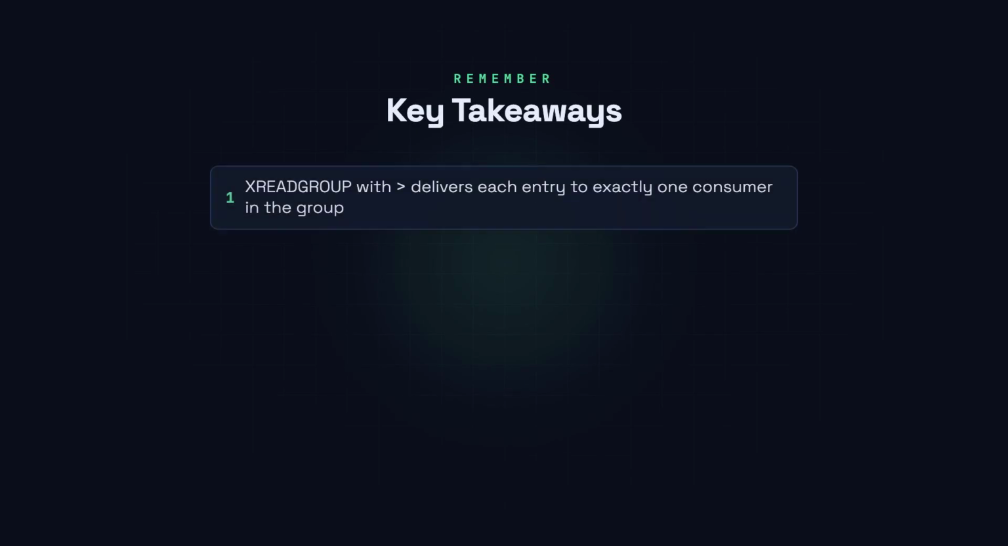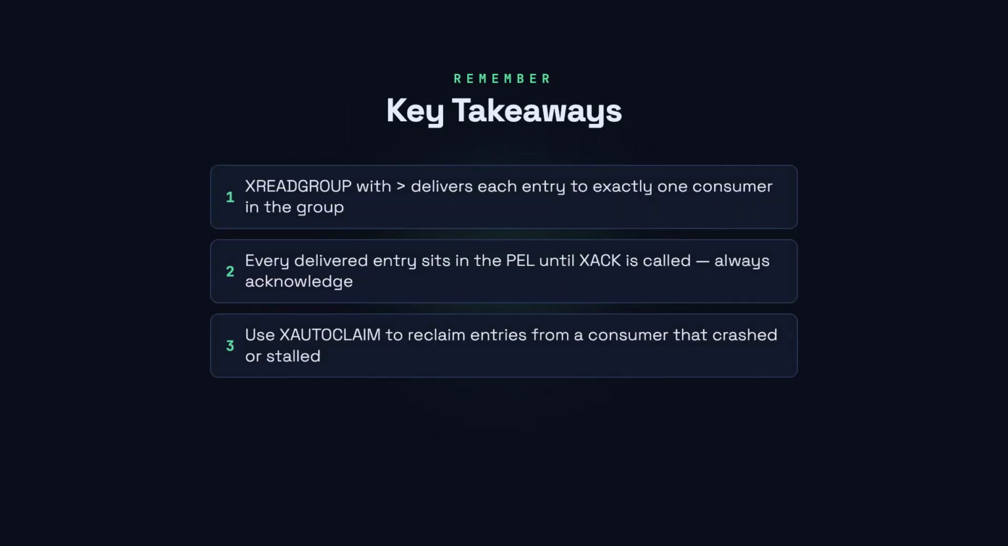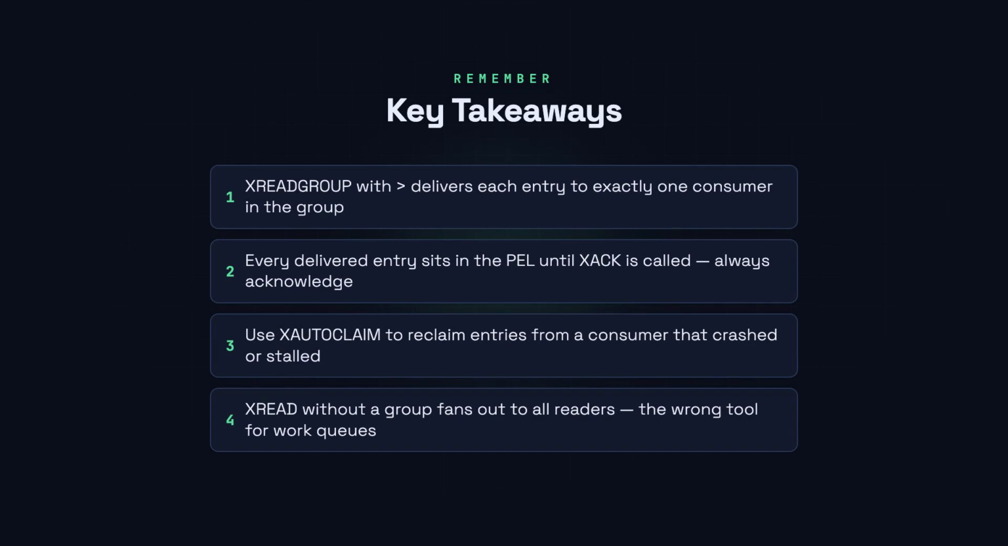Remember, consumer groups give you at least once delivery with load sharing. The contract is simple: read with XREADGROUP, process, then XACK. Forget the XACK, and your pending entry list will grow until you have a problem.